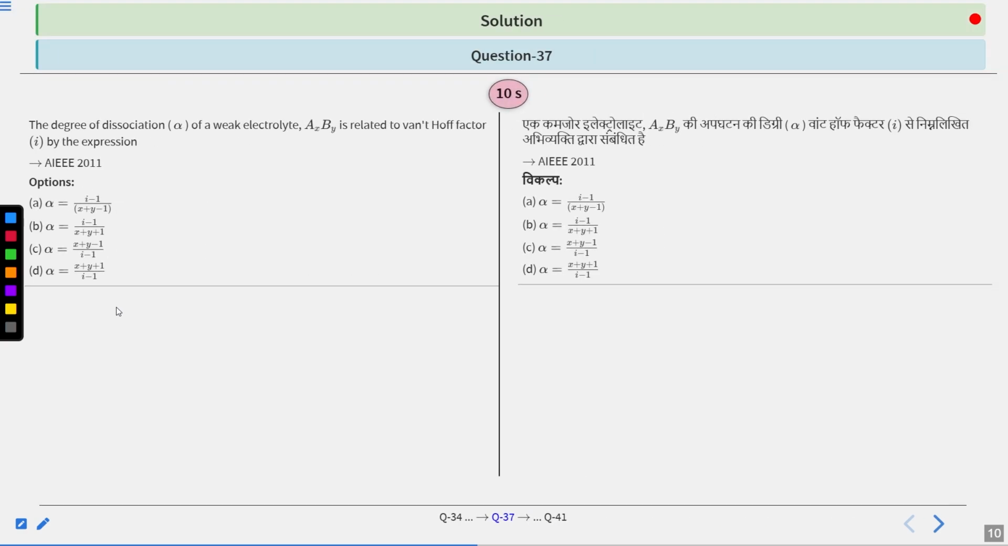Question number 37 says that the degree of dissociation of a weak electrolyte AxBy is related to the van't Hoff factor i by the expression. Your options are A, alpha is equal to (i minus 1) by (x plus y minus 1). B, alpha is equal to (i minus 1) by (x plus y plus 1). C, alpha is equal to (x plus y minus 1) by (i minus 1). And D, alpha is equal to (x plus y plus 1) by (i minus 1). So 10 seconds to solve this question starts now.